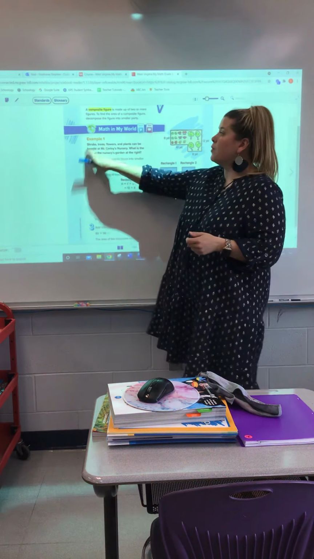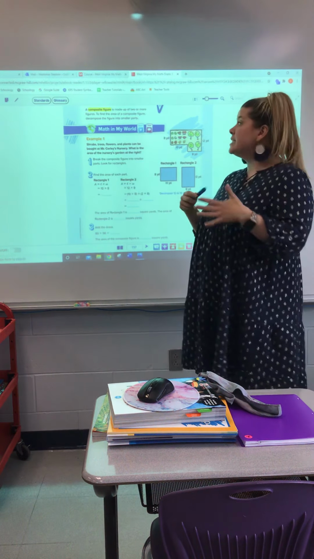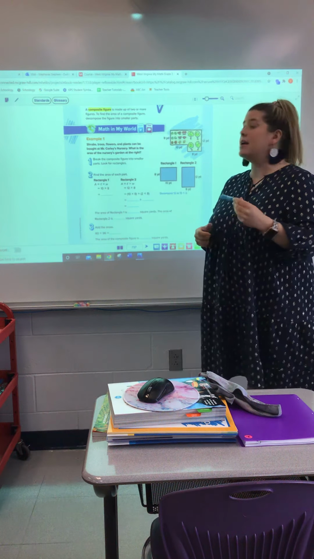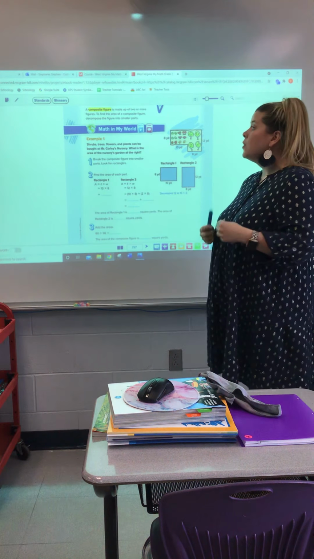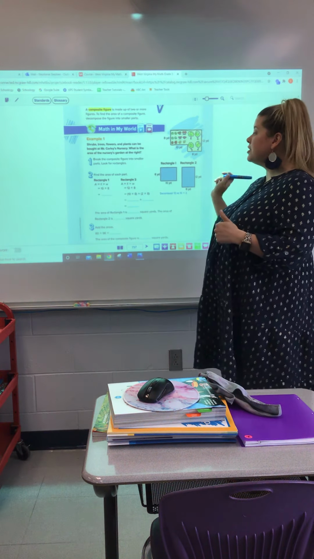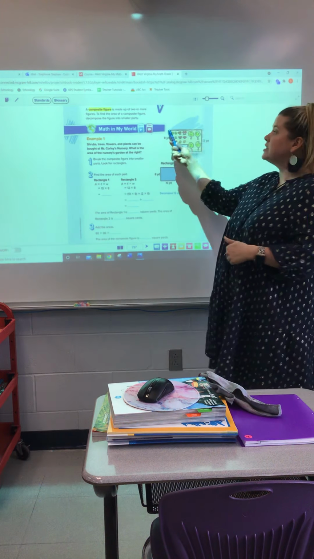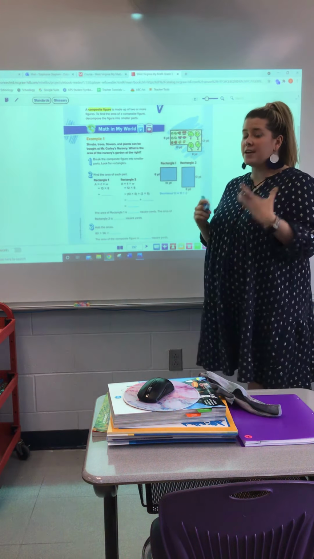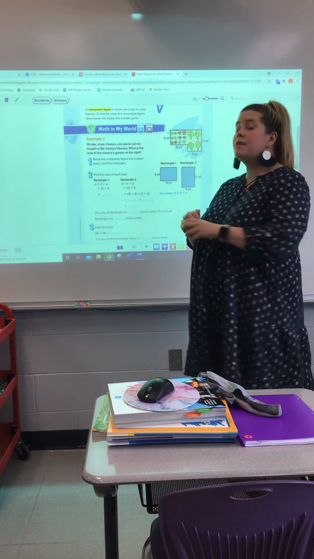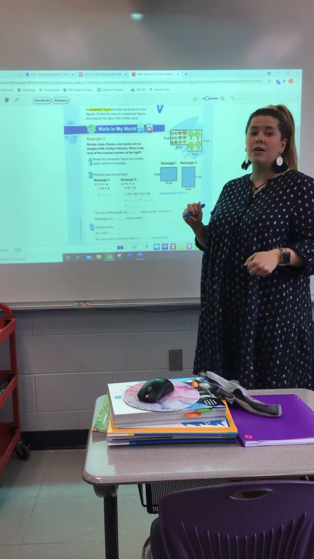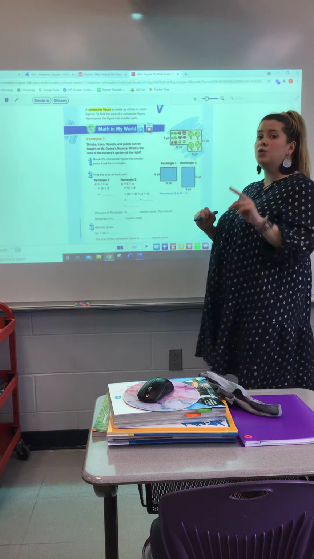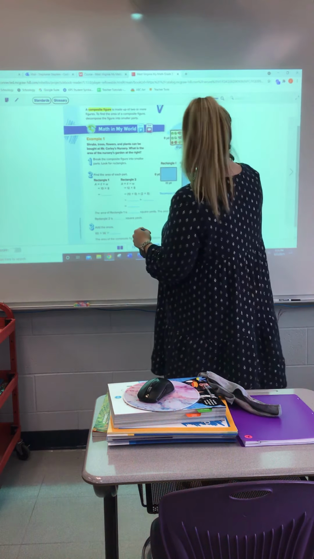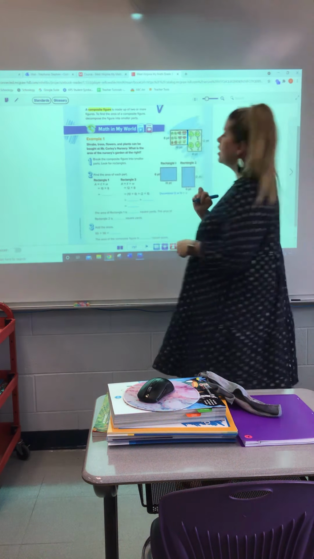So let's look at example 1. Shrubs, trees, flowers, and plants can be bought at Mr. Corley's nursery. What is the area of the nursery garden at the right? Okay, so you can see the nursery garden is a composite figure shape. And to decompose it, that just means I'm going to draw a line and break it into 2 separate rectangles, okay? So I would draw a line right there.